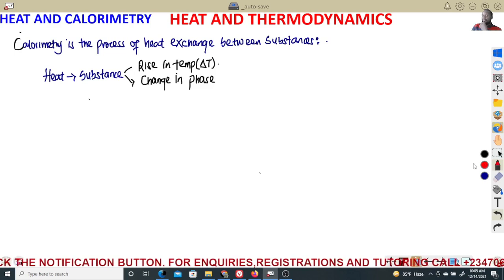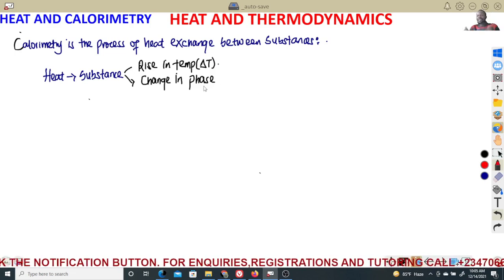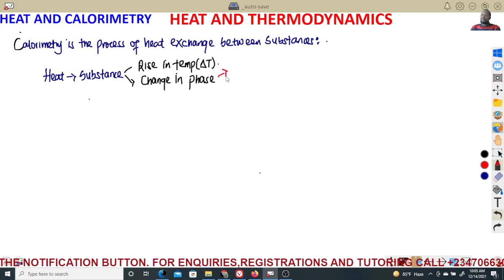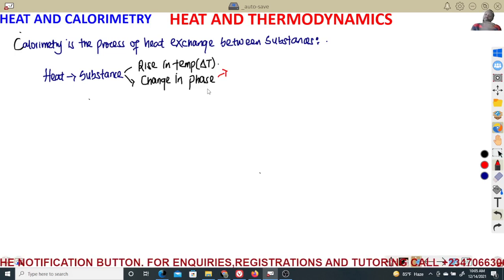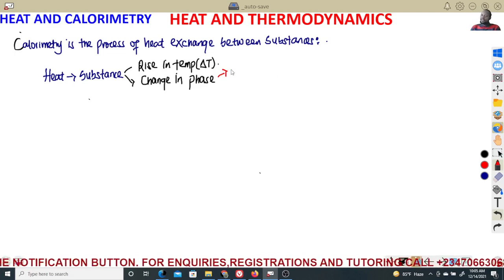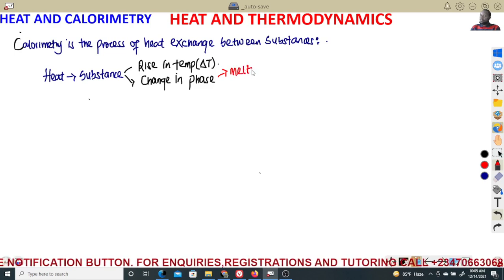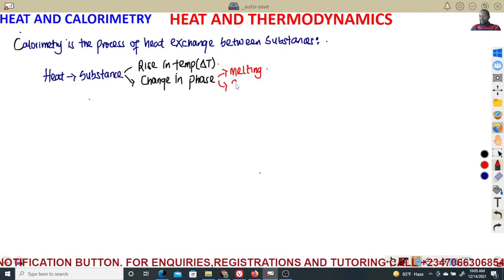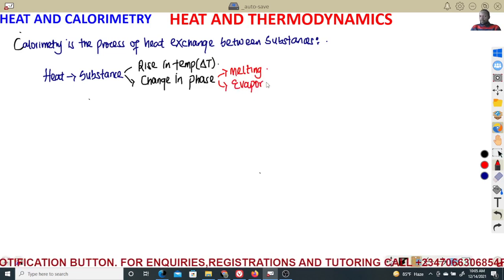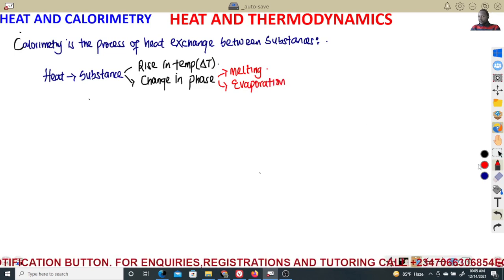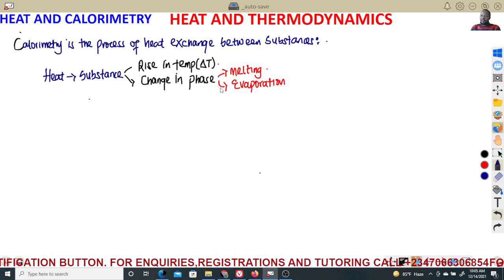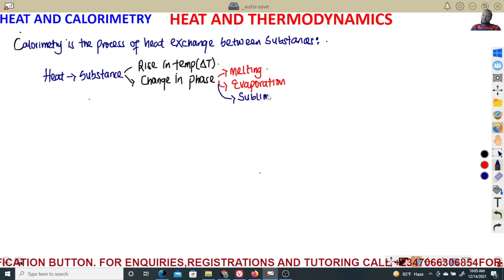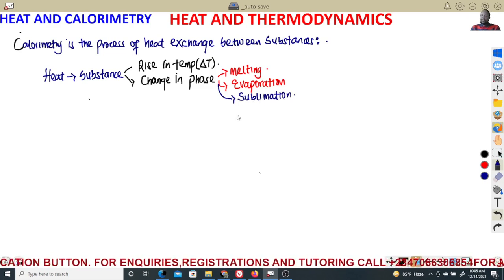Now, the change in phase can be explained in different ways. The very first one is when a substance changes from solid to liquid. We say the substance has melted. We call that process melting. Another change in phase is when we say the substance has evaporated. We call that evaporation. And the very last one is when the substance has sublimated. Sublimation, which I believe in your chemistry class you have studied about.